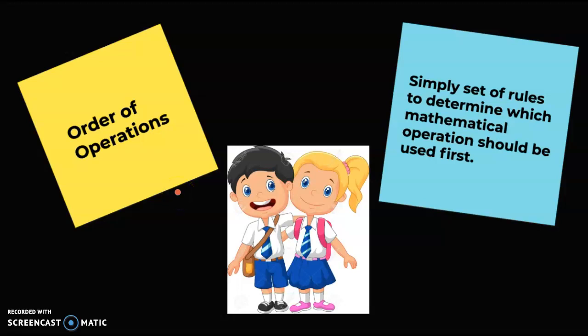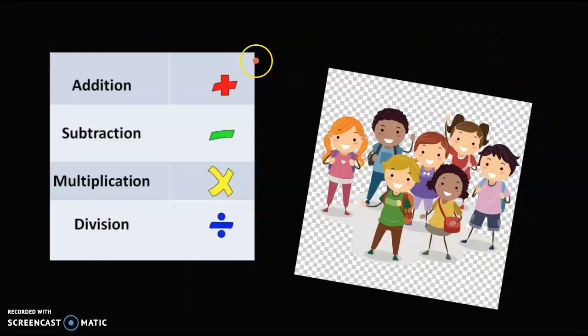Today we're going to be talking about the order of operations. Now, I see that frown, but don't be afraid because this is just a simple set of rules to determine which mathematical operation should be used first. So let's go ahead and talk about these four different mathematical operations. We have addition, subtraction, multiplication, and division.